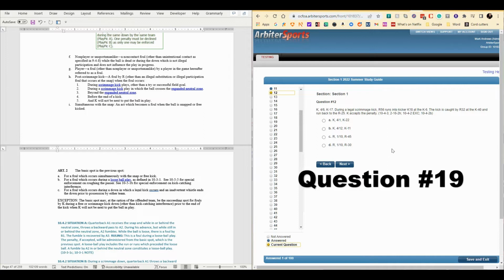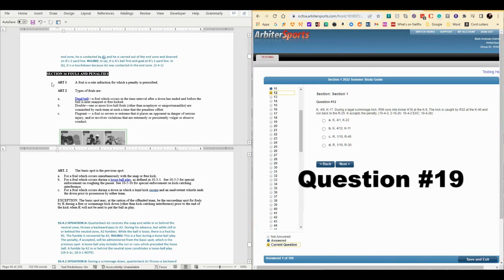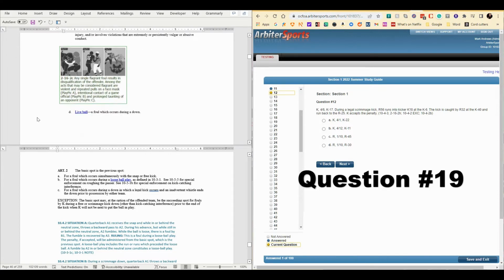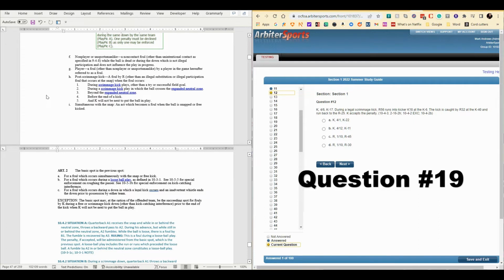And post-scrimmage kick plays are defined in 2-16-2H. These are all the different types of fouls, guys. I don't know if you knew there were this many, but 2-16 is fouls and penalties. And so dead ball, double, flagrant, it just goes on and on. So H is post-scrimmage kick. And a post-scrimmage kick foul is a foul by R. So it has to be the receiving team.